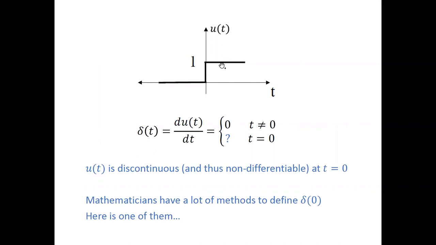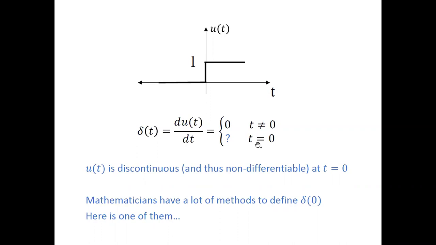At t, the unit step signal looks like this. What is its derivative? When t is less than zero, we are taking the derivative of a straight line, it's zero. When t is larger than zero, we are also taking the derivative of a straight line. So we also get zero. So the derivative is everywhere zero except the special point where t equals zero.